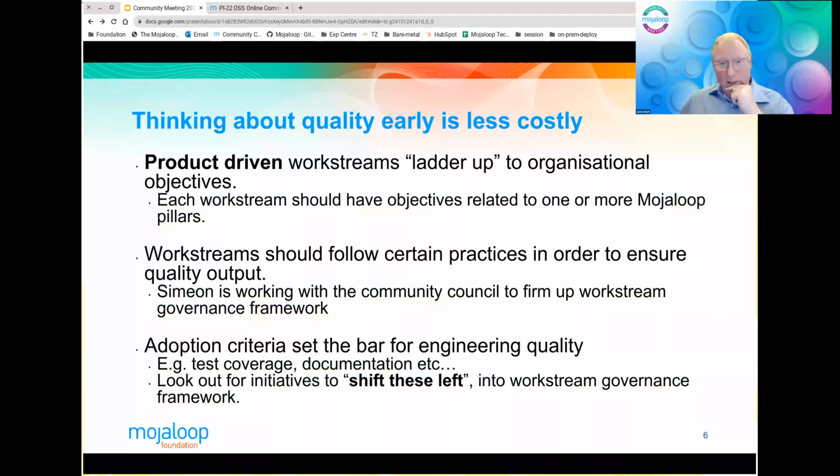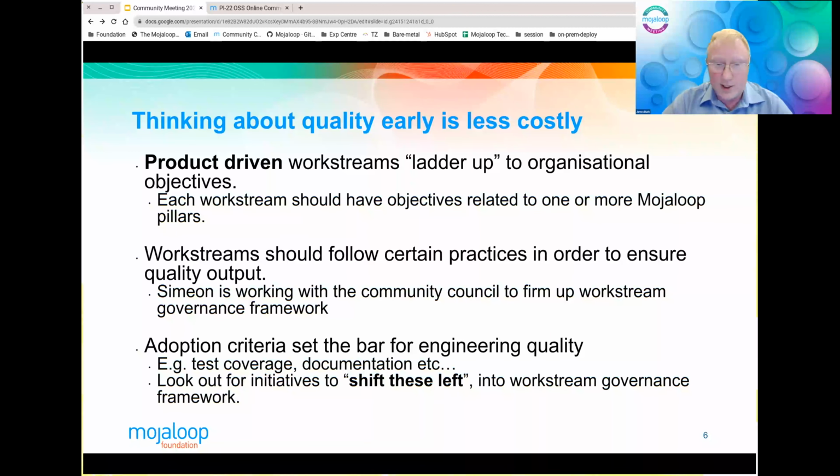And that document will lay out what we think the future vision is for how we run work streams, how we try to ensure that those work streams follow good engineering practice and deliver quality outcomes. Right now, we have a set of adoption criteria, and we use those to set the bar for our engineering quality. And those talk about things like test coverage for code, documentation levels, and lots of other things as well.